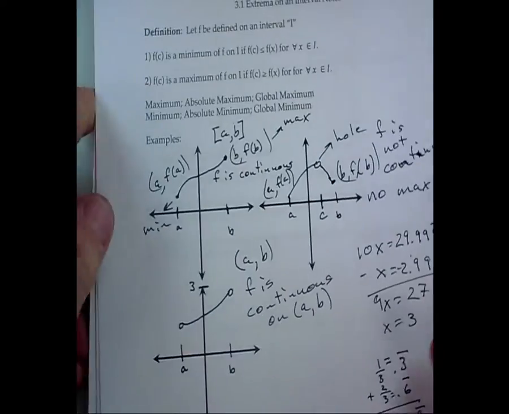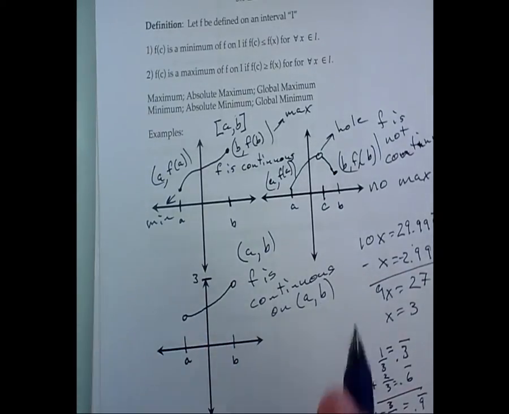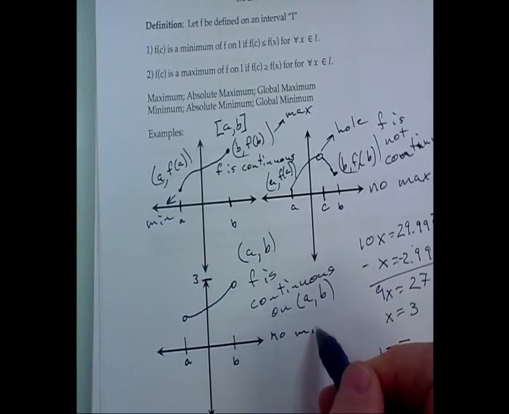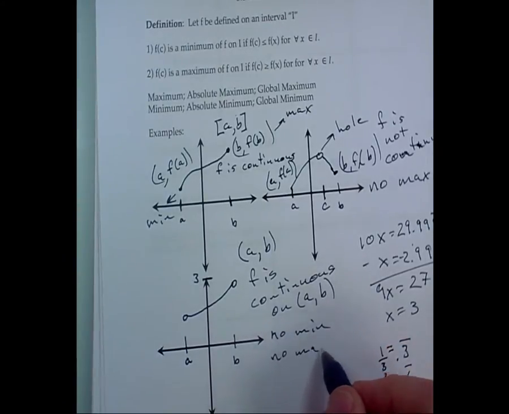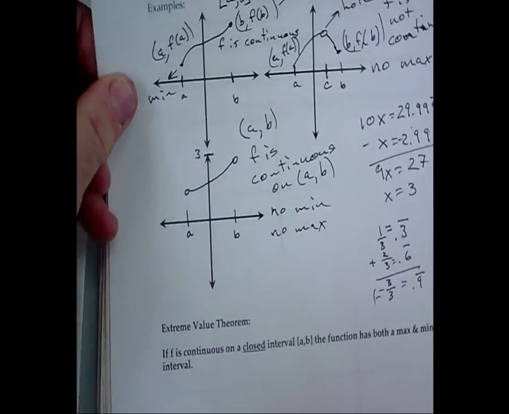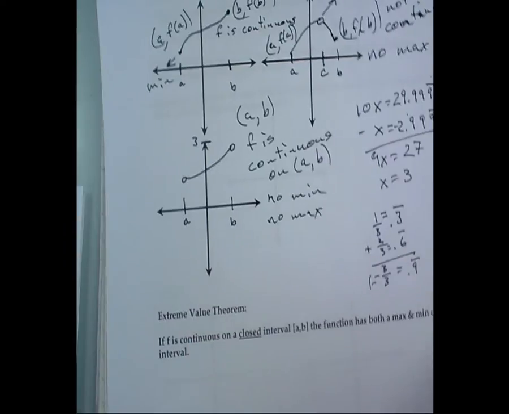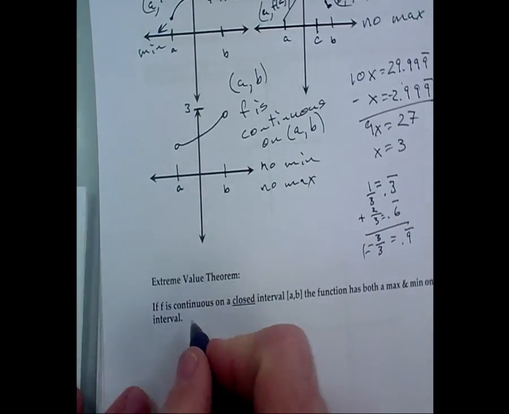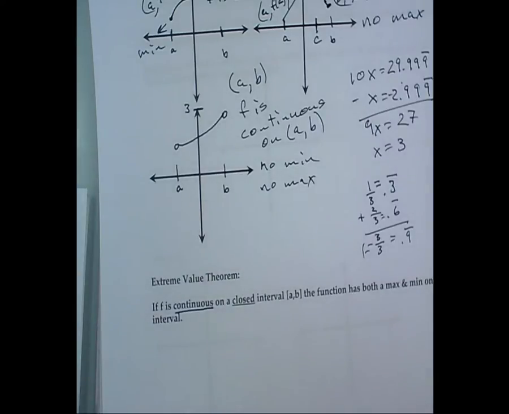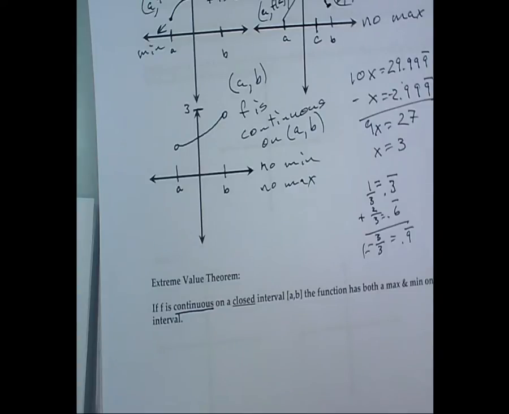Alrighty, so, not guaranteed a min or a max, right? No min, no max. Here we have one for sure. So, we have something called the extreme value theorem. Extremes means you can have min and maxes. And it has two requirements. One is that it's continuous. And second, it's on a closed interval.